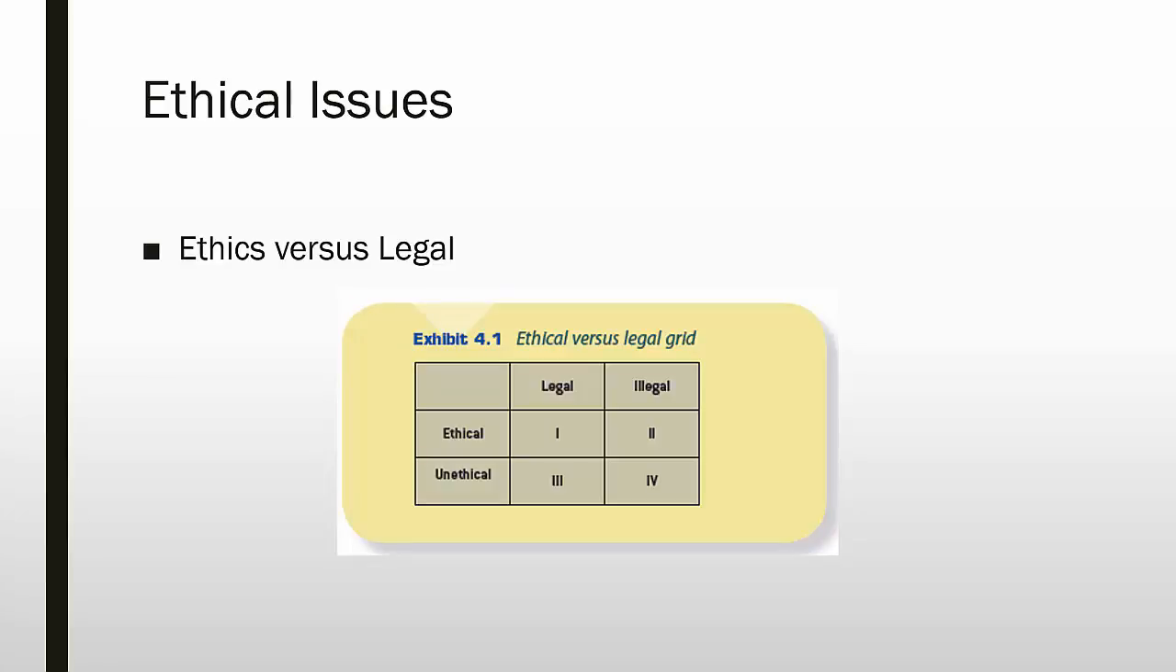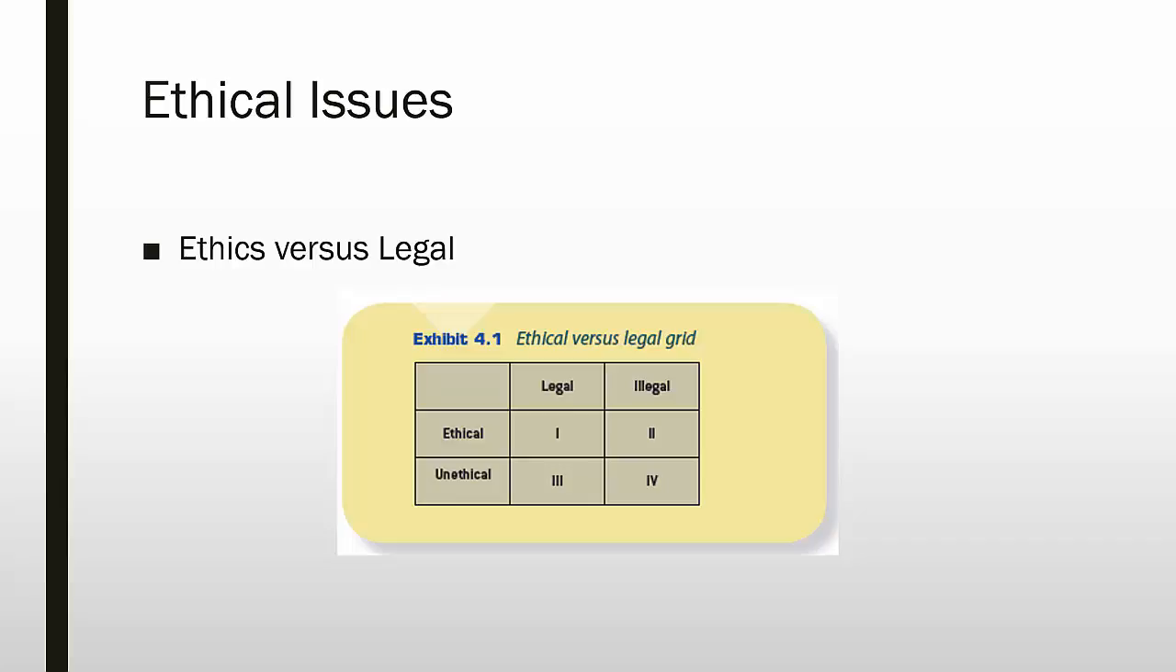Now, this chapter also talks about ethical issues of information technology. Basically, there's the thought about ethical issues versus legal issues. Here we have our little grid. Things can be either legal or illegal, and ethical or unethical. Some things are both ethical and legal. Some things may be ethical but not necessarily legal, and so on.